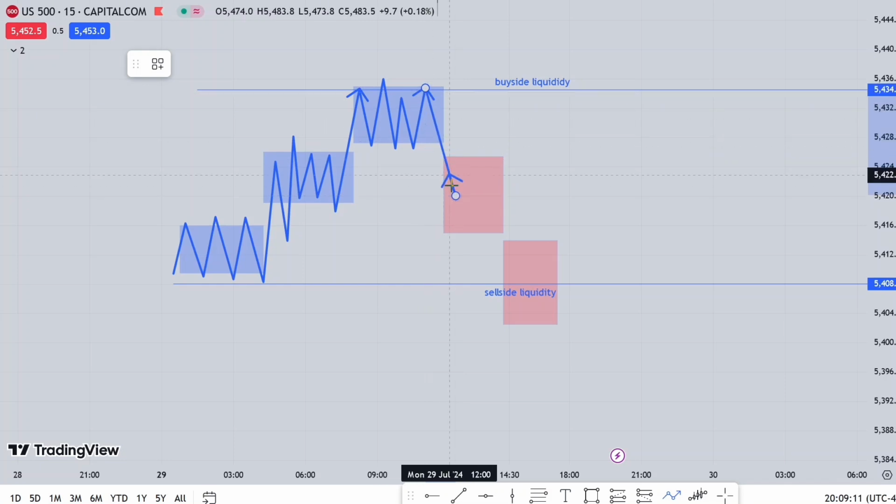With this expansion leg lower, you have an order block resting at the midpoint of this consolidation phase, or a fair value gap resting at this imbalance which was created from this expansion leg lower. So price will then retrace higher to balance that imbalance or trade inside of that order block, and then price will drop lower. Now this is the first stage distribution.